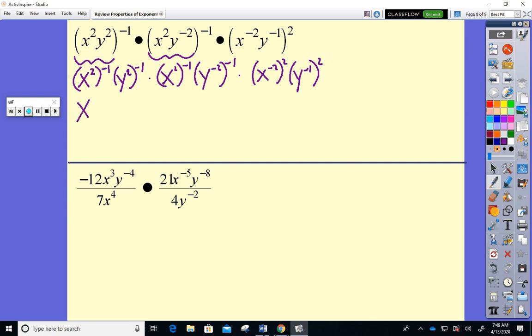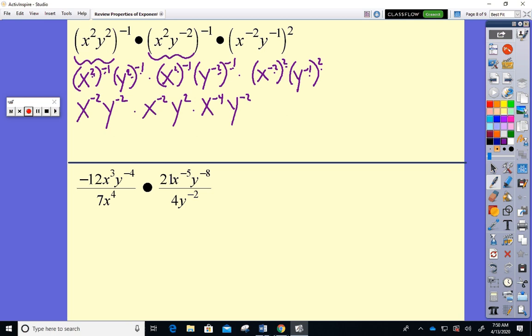So here I've got to say 2 times negative 1 is negative 2. On the y part, 2 times negative 1 is negative 2. On the next x part, 2 times negative 1 is negative 2. Because remember, power to a power means multiply your exponents. Now, negative 2 times negative 1 is positive 2. Yay, a positive exponent. Negative 2 times positive 2 is negative 4. And negative 1 times 2 is negative 2.